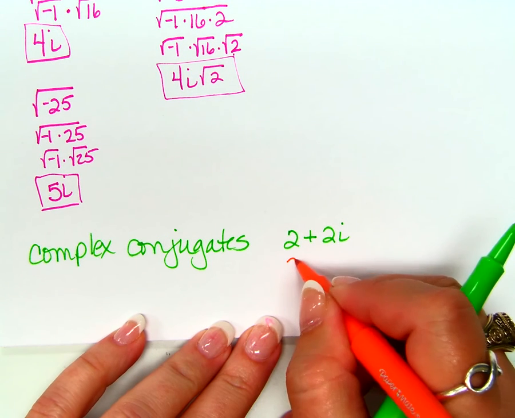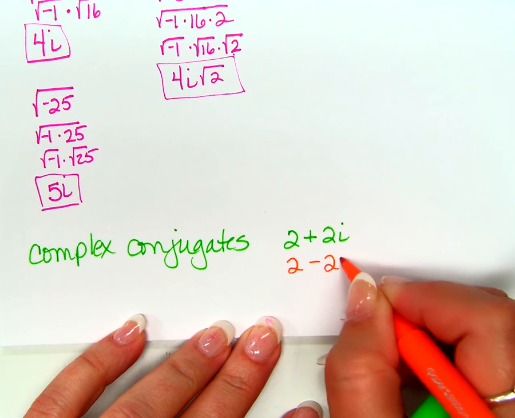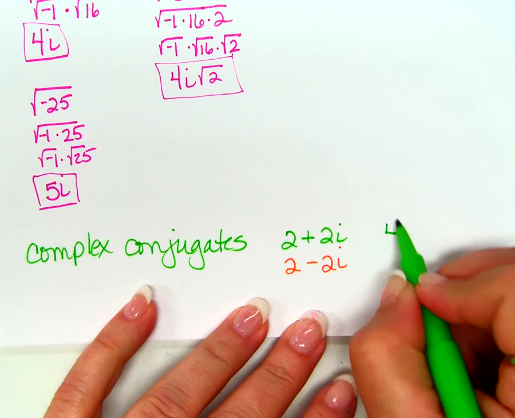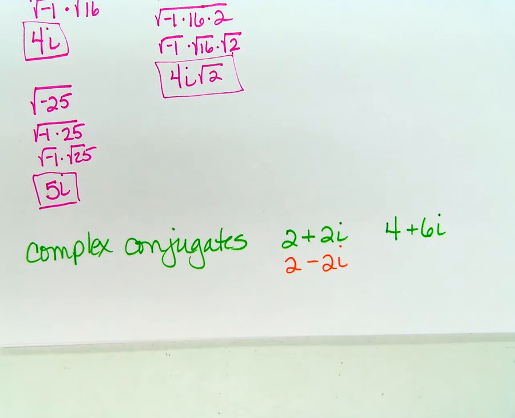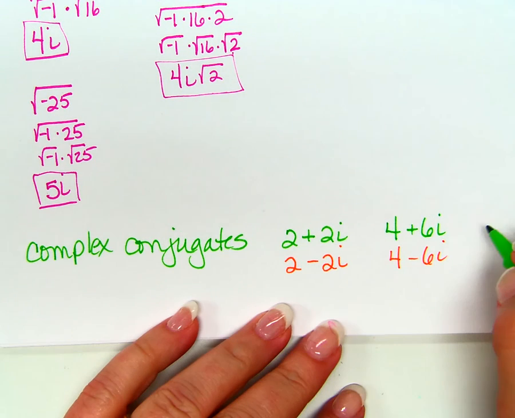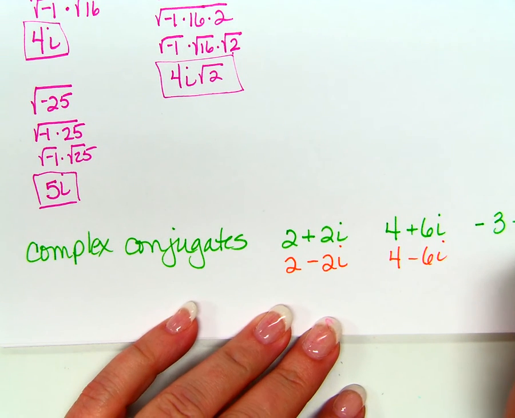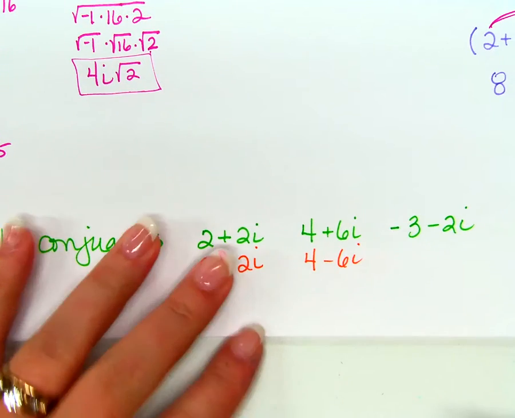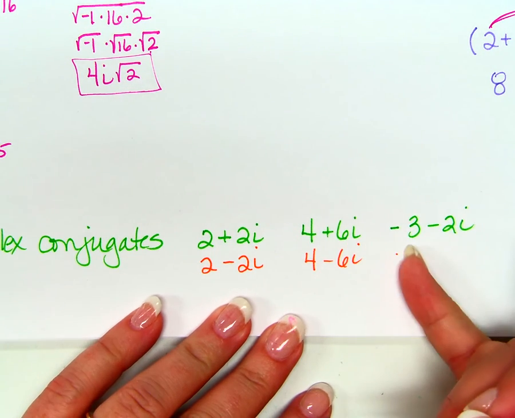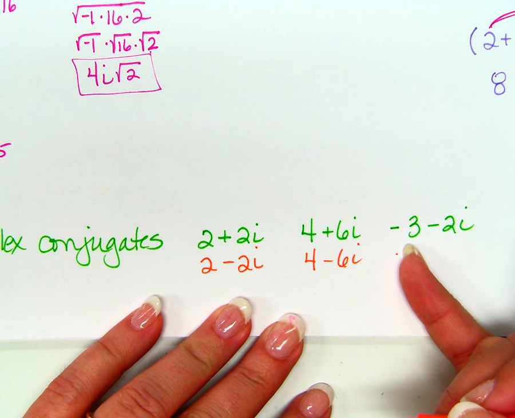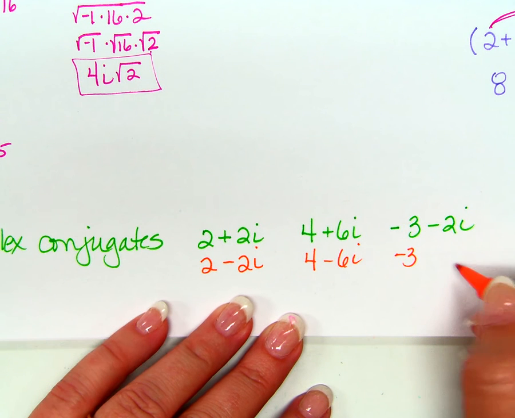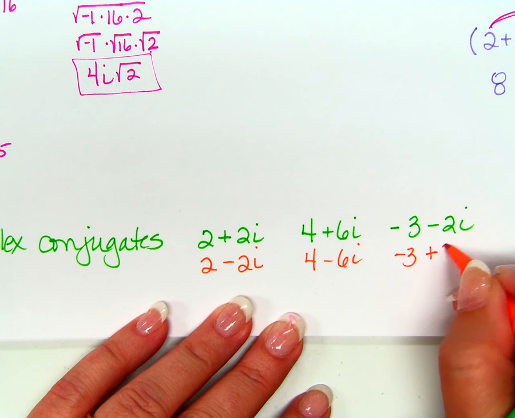Well, the real part stays the same. The imaginary part is opposite. Here's a complex number. What's its complex conjugate? Okay. 4 minus 6i. Here's a complex number. What is its conjugate? -3. How come you didn't change that sign? You're not supposed to, right? The real part stays the same. -3. What part changes sign? The imaginary part.